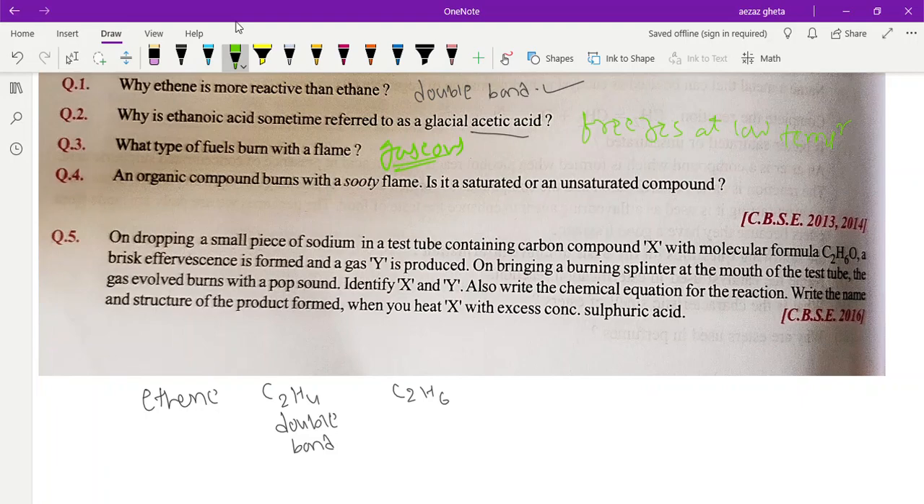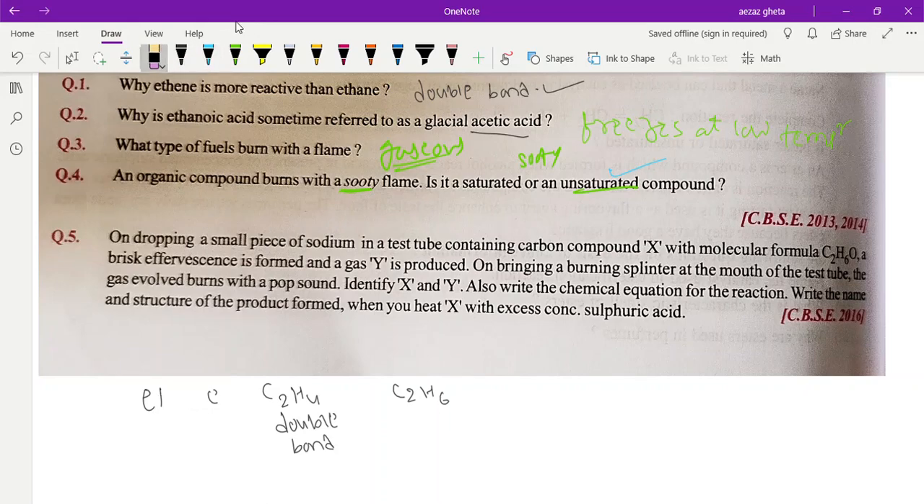An organic compound burns with a sooty flame. Sooty is nothing but, remember, carbon is released. Okay. Is a sooty flame from a saturated or unsaturated compound? Obviously, a saturated compound will give a non-sooty flame. Okay. Only unsaturated compounds will give the sooty flame. So remember that if it is a sooty flame, then it is an unsaturated compound. Okay. Unsaturated.